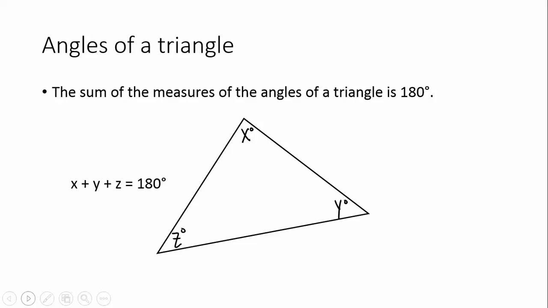Angles of a triangle, this is another important piece of information you need to know about triangles: the sum of the measures of the angles of a triangle add up to 180, no matter what the triangle looks like. So for example, in this picture, we have three angle measures, x, y, and z, and if you add them up, you'll get 180 degrees. So we're going to look at some examples where we're missing one of the angle measures, but we'll be able to figure it out.